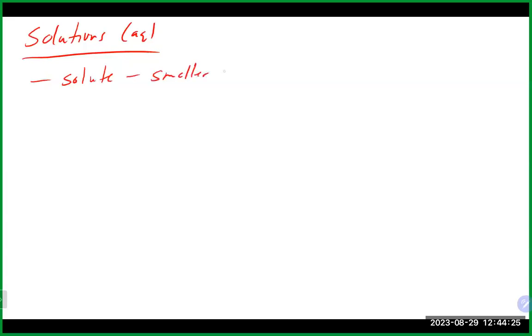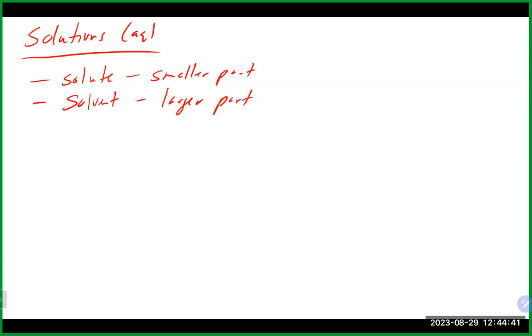Now, the other really major thing that we talk about that you should know is solutions, which again are these guys that have the aqueous symbol. A solution is made up of two things. That is the solute, which is the smaller part of the solution, and the solvent, which is the larger part of the solution, right? Together, they make up the solution.